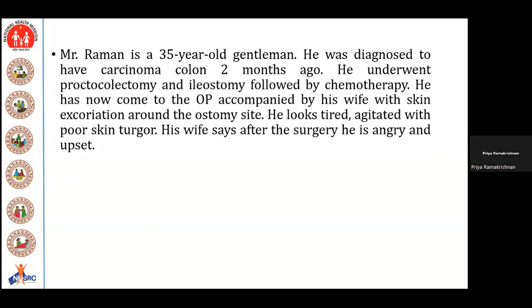Mr. Raman is a 35-year-old gentleman. He was diagnosed to have a carcinoma 2 months ago. He underwent proctocolectomy and ileostomy followed by chemotherapy. He has now come to the OP accompanied by his wife with skin excoriation around the ostomy site. He looks tired and agitated with poor skin turgor. His wife says that after the surgery he is angry and upset.